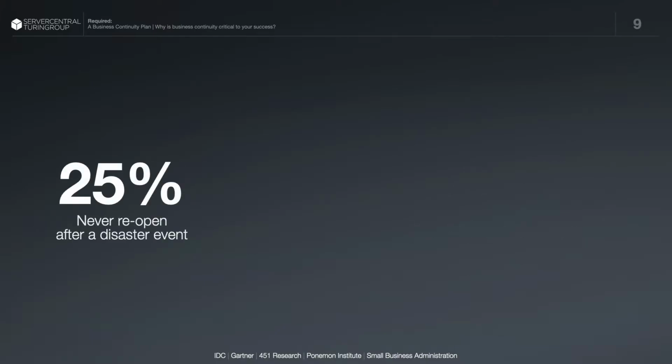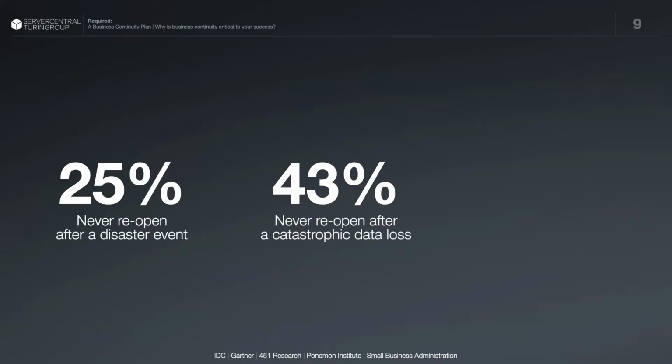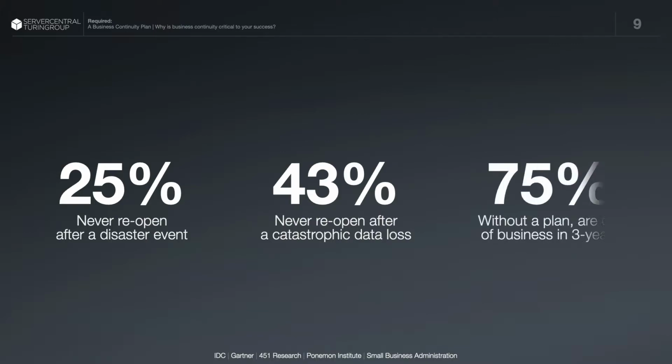25% of small and mid-sized businesses will never reopen after a disaster event. 43% of them will never reopen after a catastrophic data loss. So a disaster event isn't even as bad as a data loss. A data loss, almost half of the organizations that experience that are at very, very serious risk of continuing operation. And 75% of SMBs without a plan are statistically out of business in 3 years.